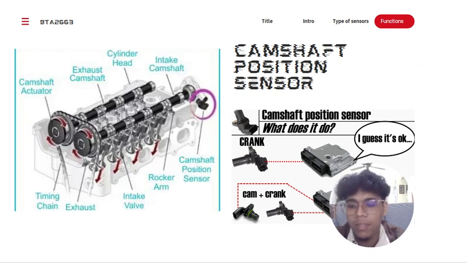To read the position of the camshaft, the sensor must be near to it. Usually, you're going to find this sensor somewhere on the cam cover, either at the front or at the back of the camshaft, or less often along the axis of the camshaft.